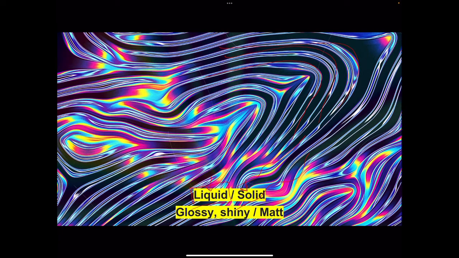So again, we will say it's glossy and shiny. It's not matte because it's reflecting certain lights, okay? It's glossy and shiny and it's liquid. We can see the lines.